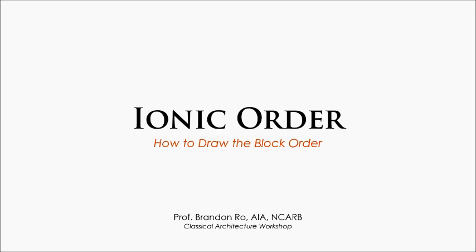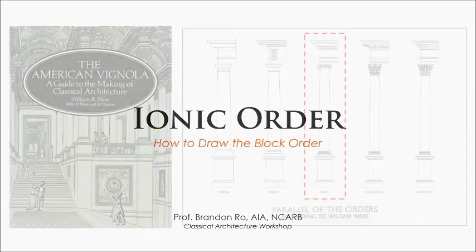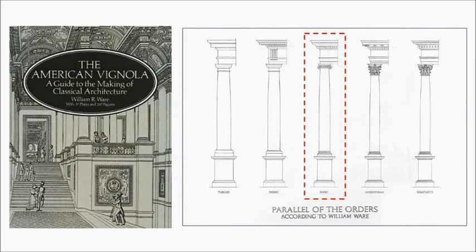In this episode, we are going to begin drawing the Ionic order. Specifically, we're going to draw a simplified version of the full Ionic order, which is called the block order. For our text, we are going to use the American Vignola, a guide to the making of classical architecture by William Ware. And the Ionic order is one of 5 of the classical orders. It's right there in the middle, highlighted with the red bar.